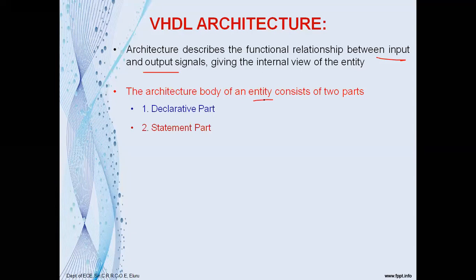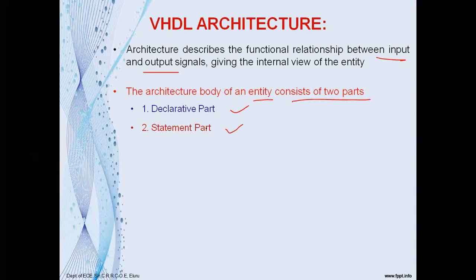So the entity of a model is described using the entity declaration and the architecture body. An entity of a VHDL model is built using the entity declaration and the architecture body. The architecture body mainly consists of two parts: the first part is the declarative part and the second part is the statement part.